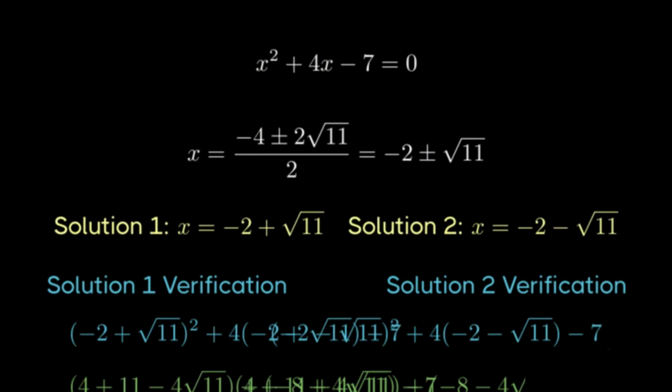The quadratic equation x squared plus 4x minus 7 equals 0 has two solutions. X equals -2 plus square root of 11 and x equals -2 minus square root of 11. These are exact solutions, though you could use a calculator to get decimal approximations if needed. The key to solving any quadratic equation is to follow a systematic approach. Identify the coefficients, use the quadratic formula, simplify the result, and verify your solutions by substituting back into the original equation.